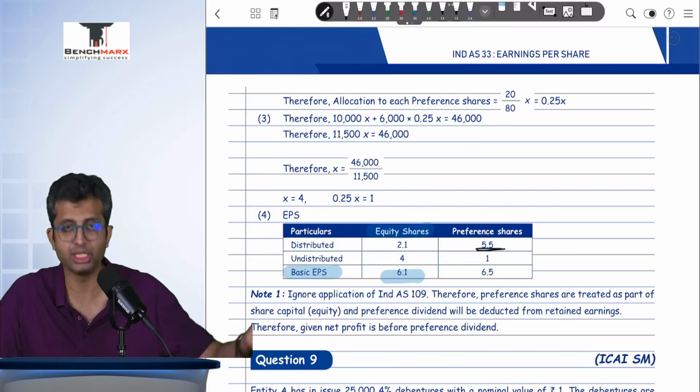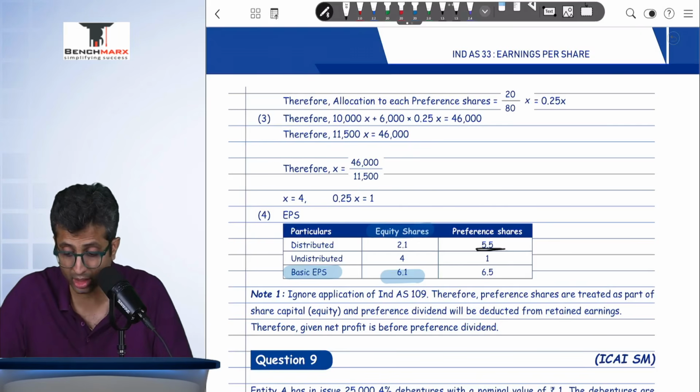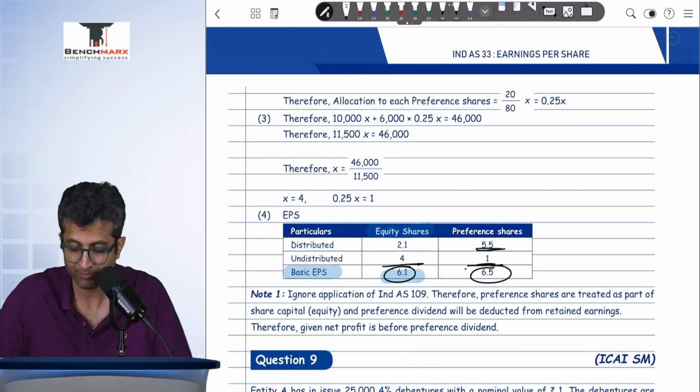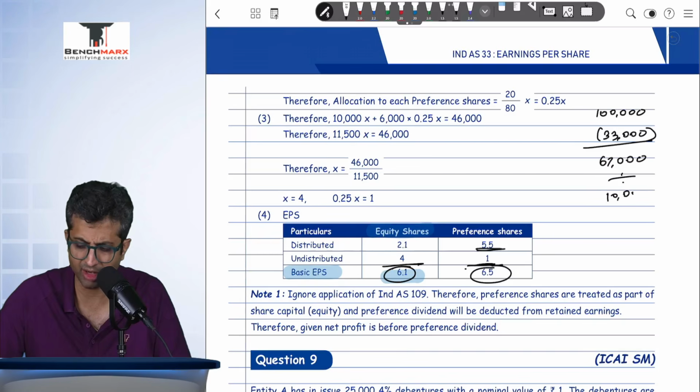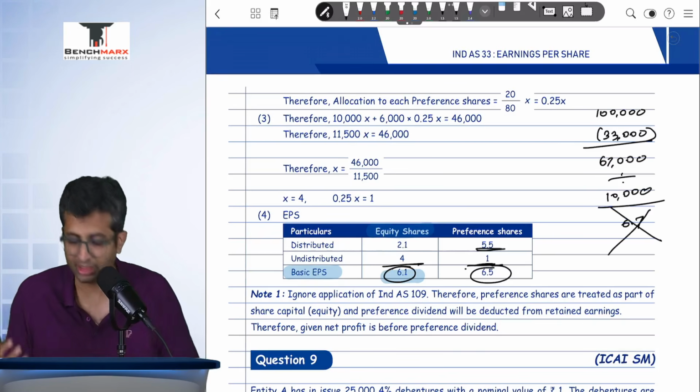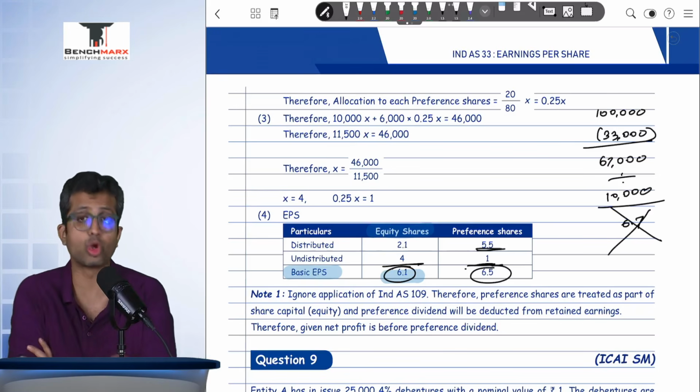However, additionally, out of the additional pool, he will get 1, and hence this is 6.5. So your EPS, what people would have done is they would have said, acha, this is 1 lakh minus 33,000 paid to the preference shares, which means you're left with 67,000. Directly divide 67,000 by 10,000, 6.7 will be your EPS, which is wrong, which would have been the case if these preference shares were not participating.